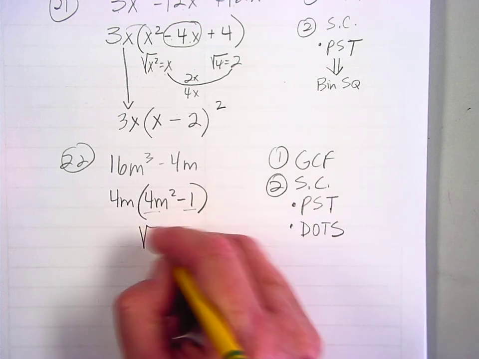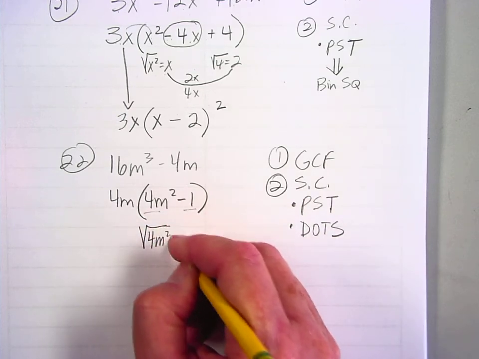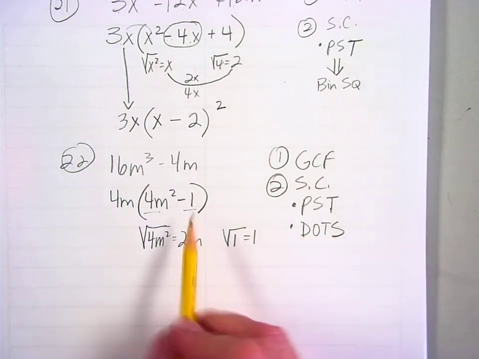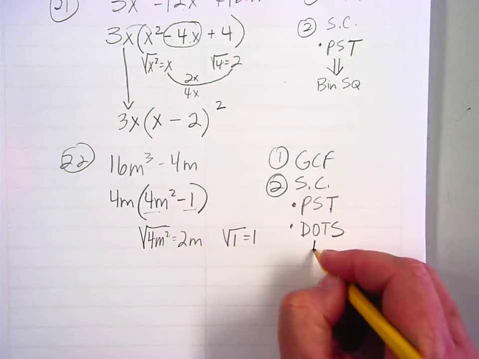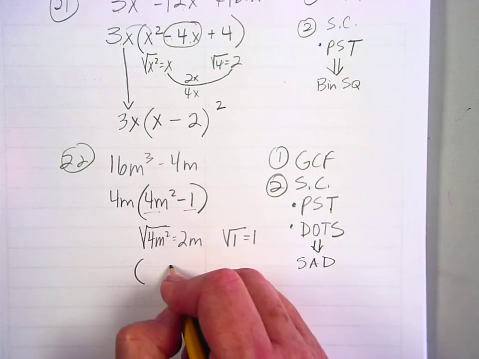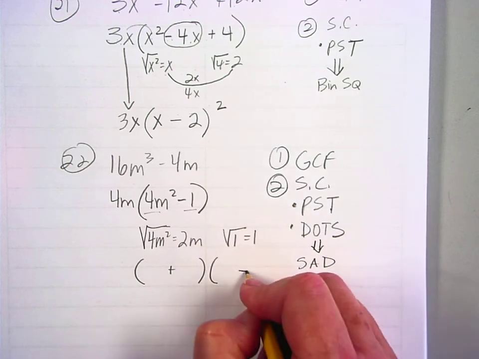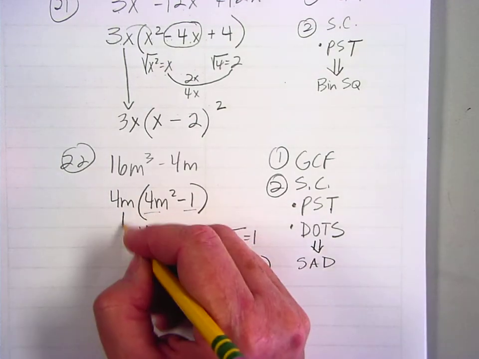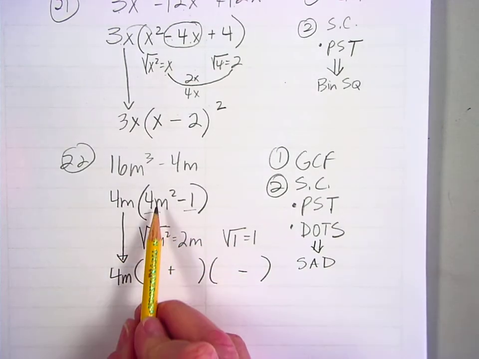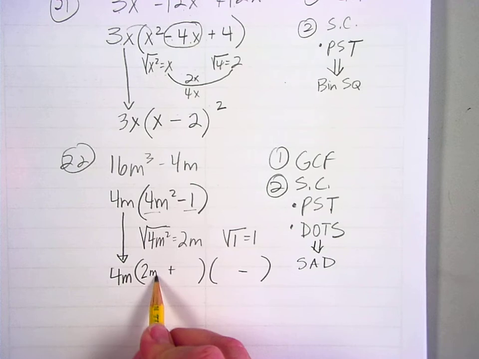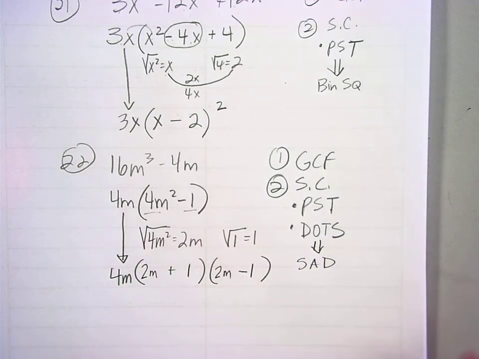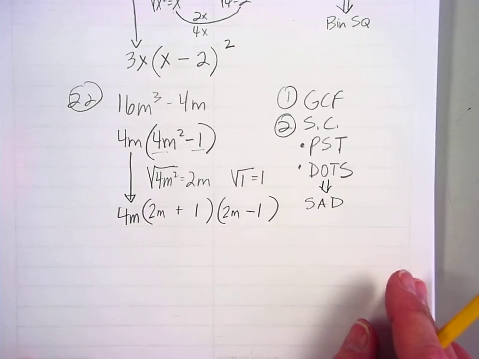So the square root of 4m squared is 2m. Square root of 1 is 1. So when you factor dots, you get sum and difference. Sum looks like this. Difference looks like this. Uh-oh, let's remember our GCF that we pulled out. Okay, the square root of 4m squared is 2m. That goes here and here. Square root of 1 is 1. That goes here and here. And we're done, done, done, done.